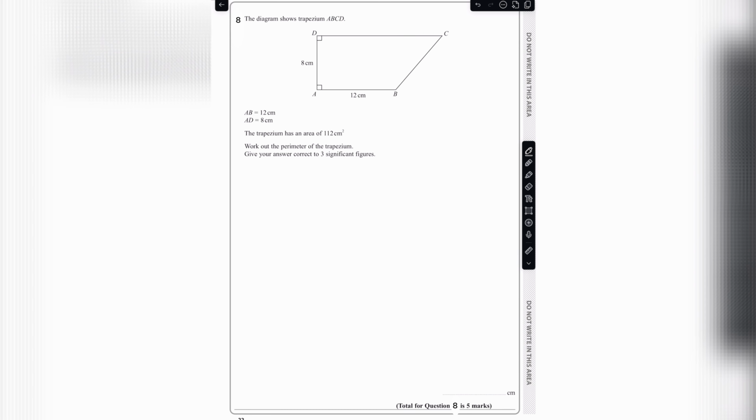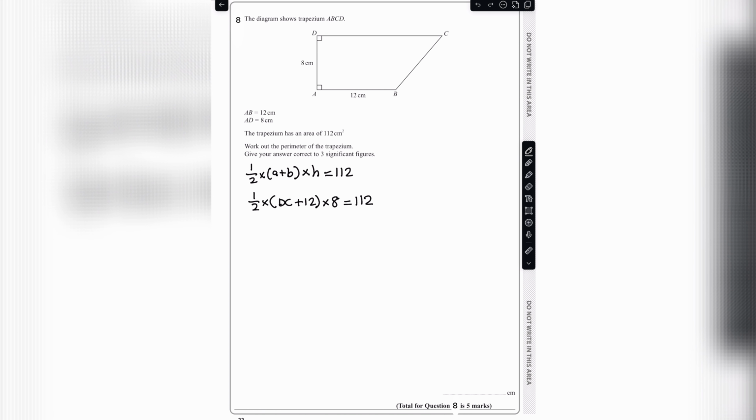So the first thing we know is that the area of the trapezium, which is a half multiplied by A plus B, which are your parallel lengths, multiplied by the perpendicular height, equals 112. So if we substitute the lengths into this equation, we can hopefully determine one of the parallel lengths. So in this case, we have a half multiplied by the length DC plus 12 multiplied by the perpendicular height, which is AD, which is also 8 centimeters, and that equals 112.